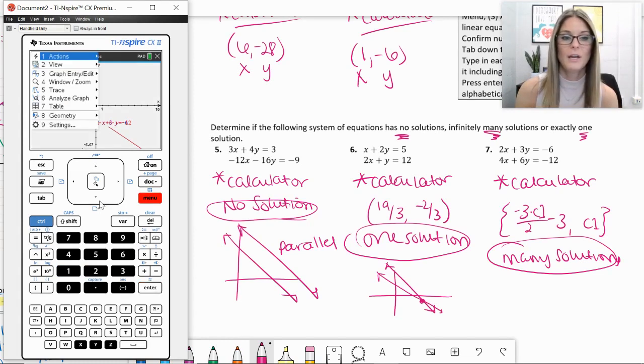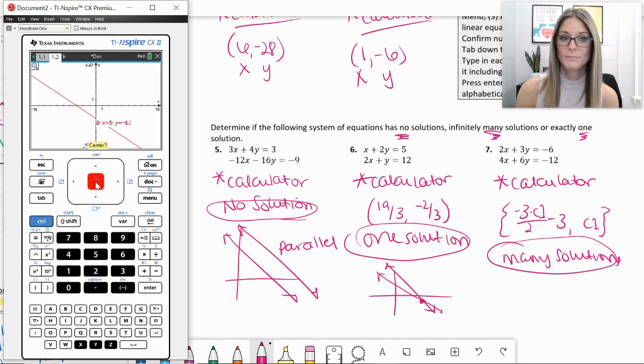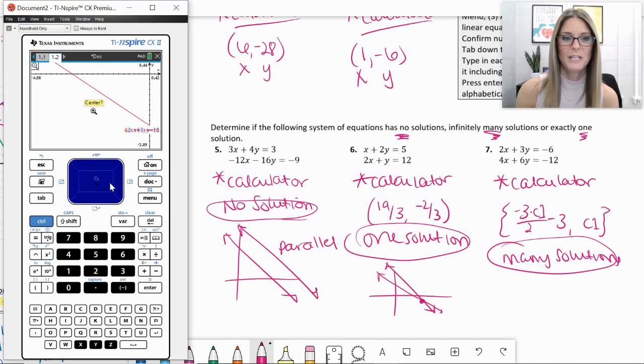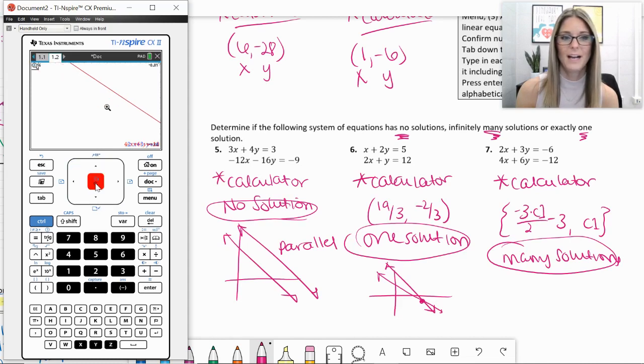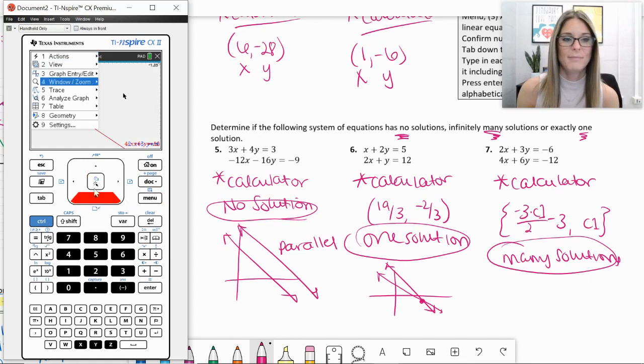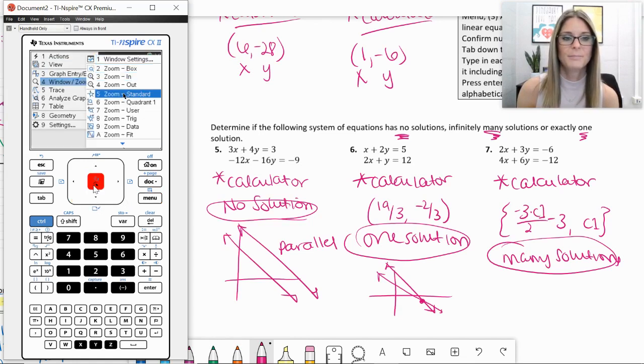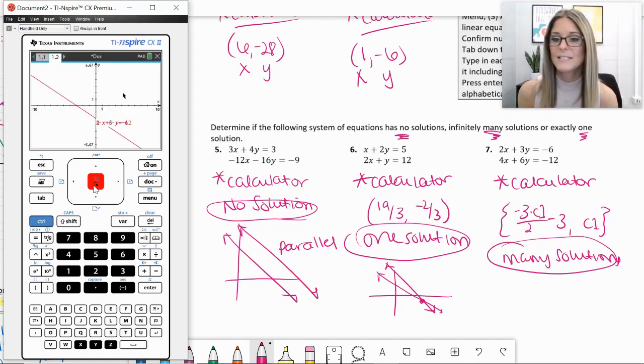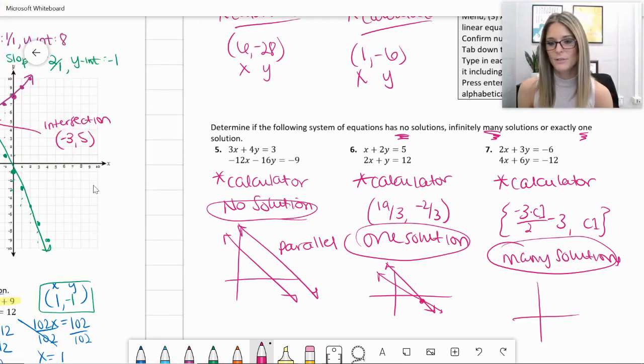If you want to do menu, window zoom, and zoom in, and try to see if we can get any closer. I just keep zooming in and I don't see any blue line. The blue and red line are literally on top of each other. I'm going to reset my window here to standard. They are exactly the same line. So let me sketch that for our notes. They are literally the same line.